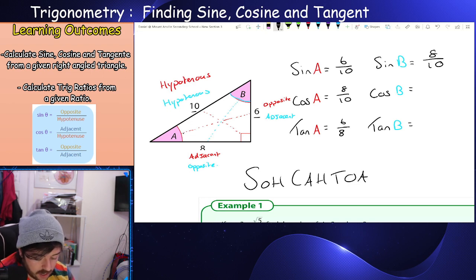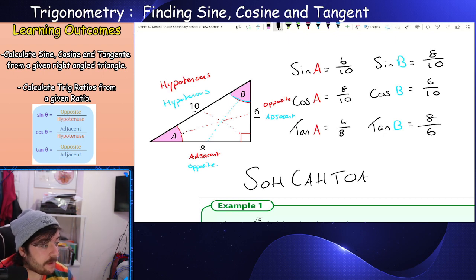Cosine B is going to be 6 over 10 because the adjacent is 6, the hypotenuse is 10. And then tan B is going to be opposite over adjacent, which is going to be 8 over 6. So therefore, I calculate sine, cosine, and tan of angle A and B. So that's when we're given a right angle triangle.